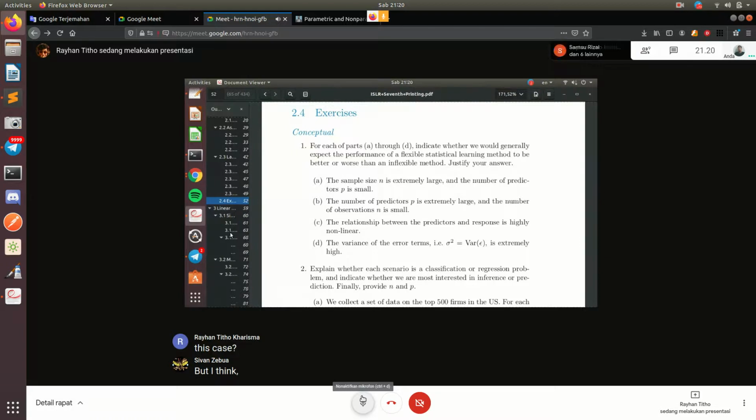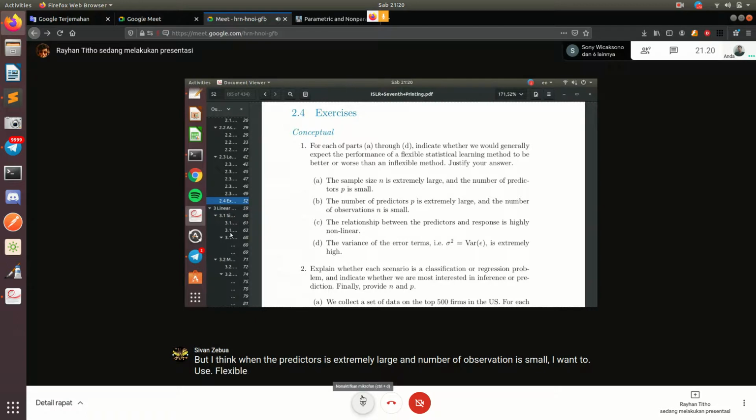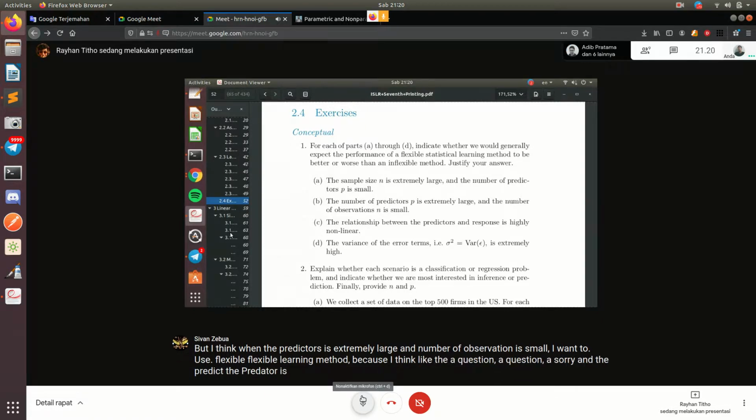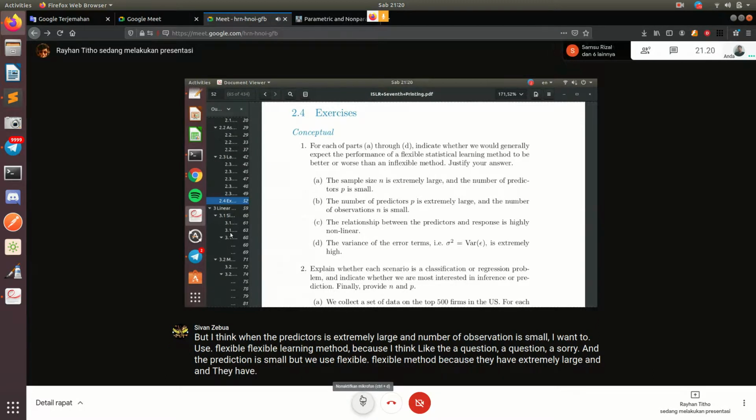So I think when the predictors are extremely large and the number of observations is small, I want to use a flexible learning method. Like in question A, the predictor is small, but we use a flexible method because they have an extremely large n and they have big variance. I think, is it true? That's my logic.